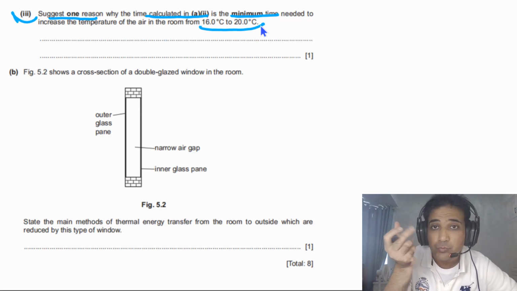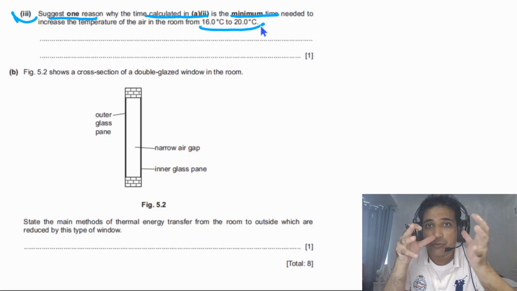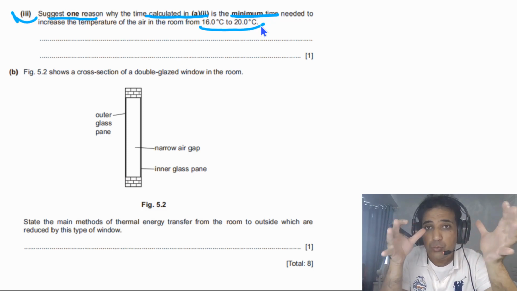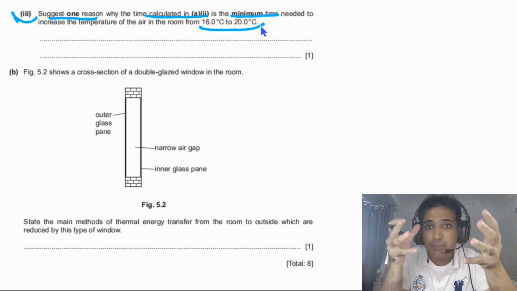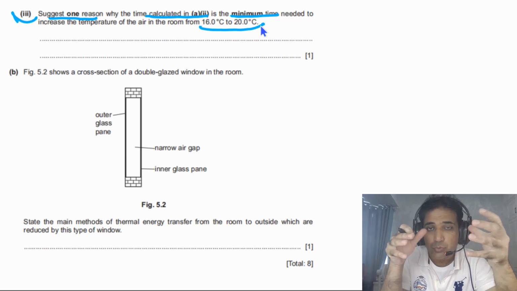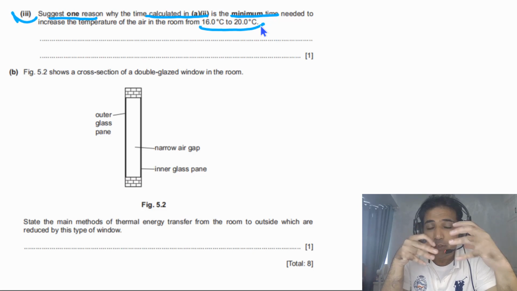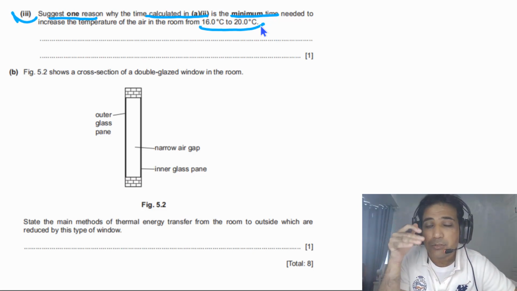For example, in the room we have furniture, some energy will be transferred to the furniture, some energy will be transferred to the curtain, some energy will be transferred to the walls. So energy supplied by the heater has been transferred to other objects in the room as well. Part of the energy is used to increase the temperature of the air. So some energy is used by furniture to raise its temperature, some energy is used by walls, some energy supplied has been used by curtains and other objects in the room as well.